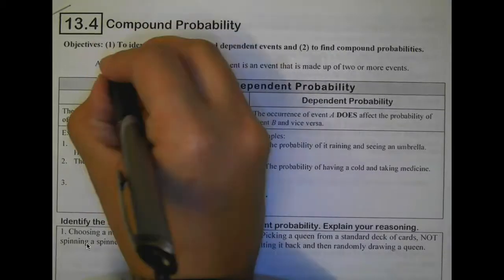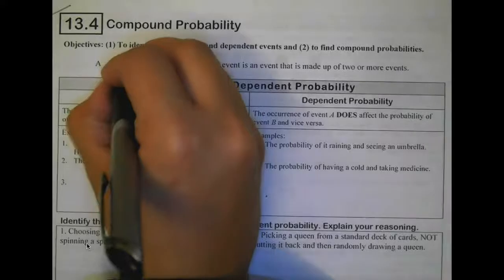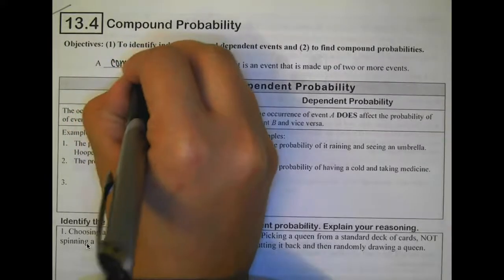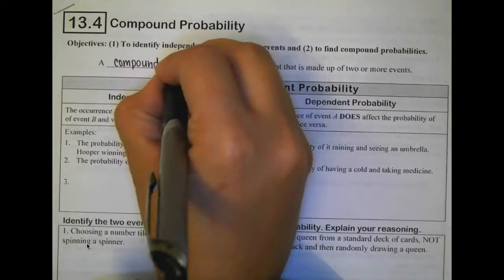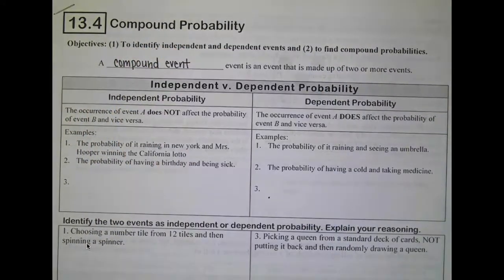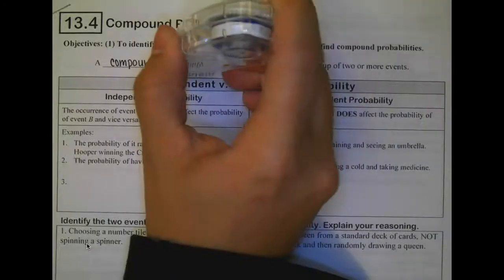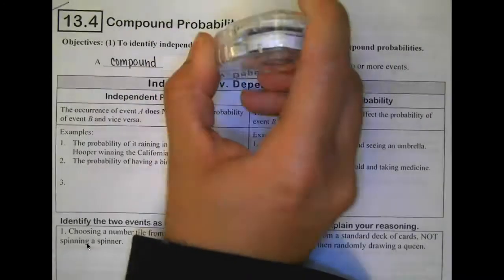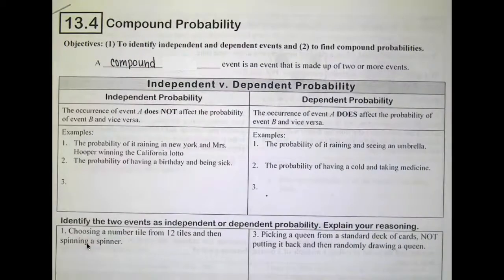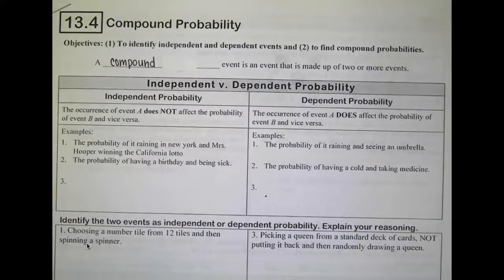A compound event is an event that is made up of two or more events.